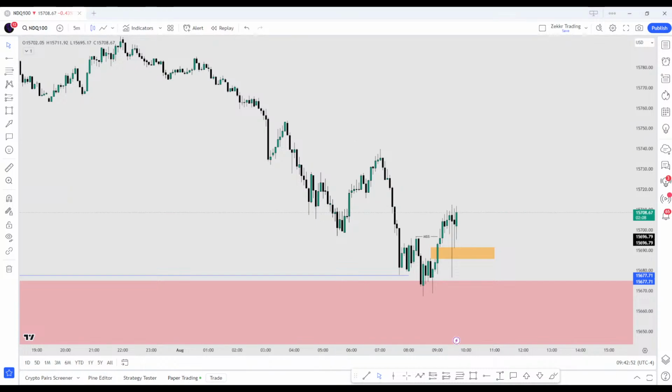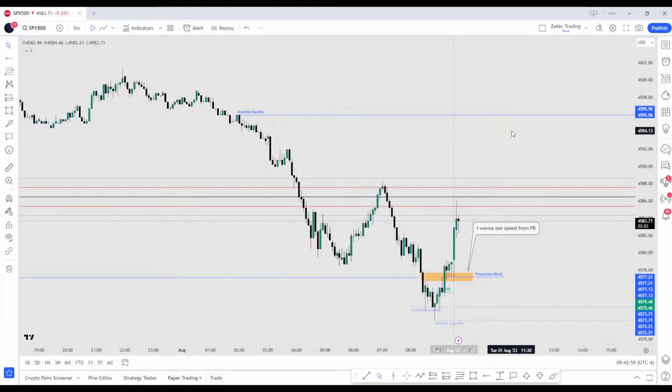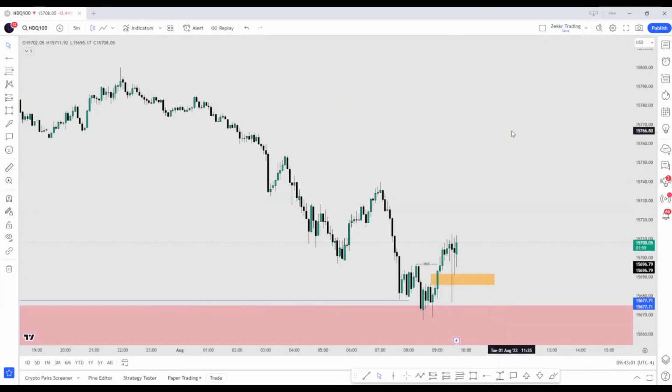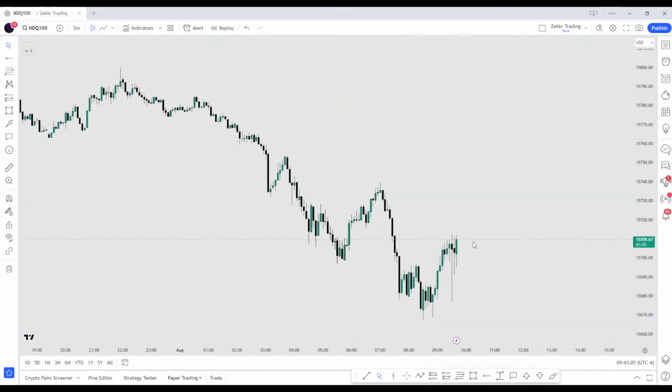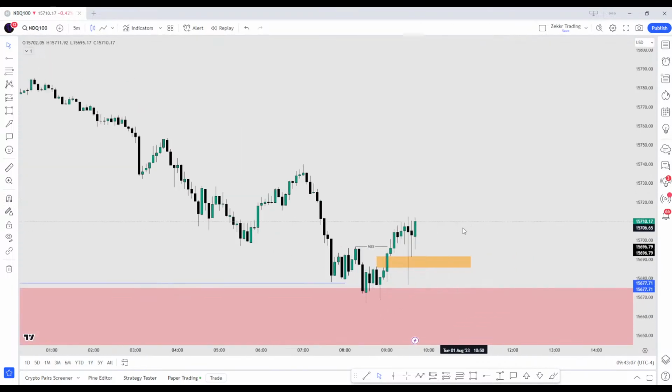I might go long from the fair value gap. Which one? On Nasdaq. I'm not really interested in trading Nasdaq, to be honest. I mean, yeah, it's cool, but I only like to focus on one pair.